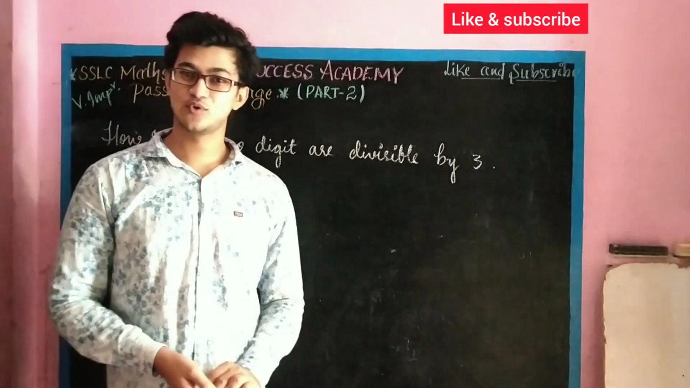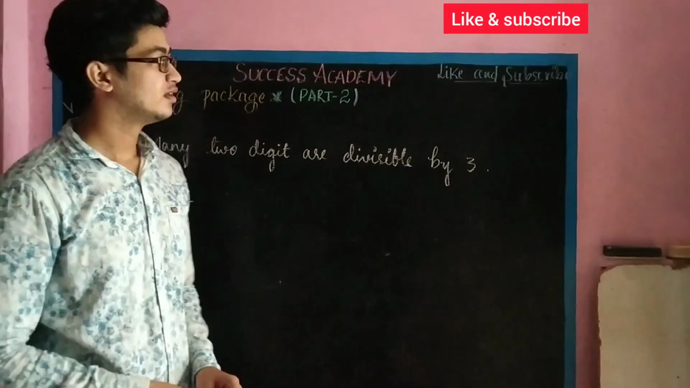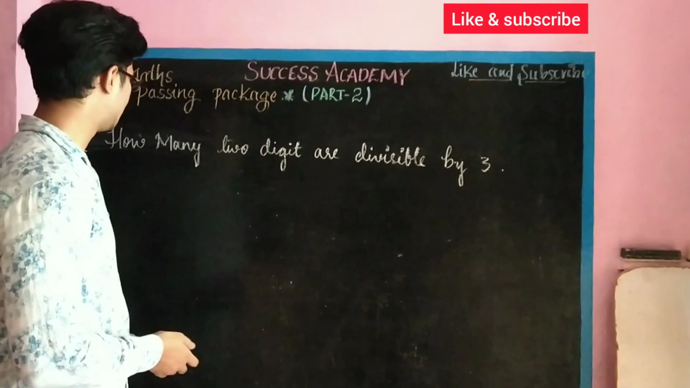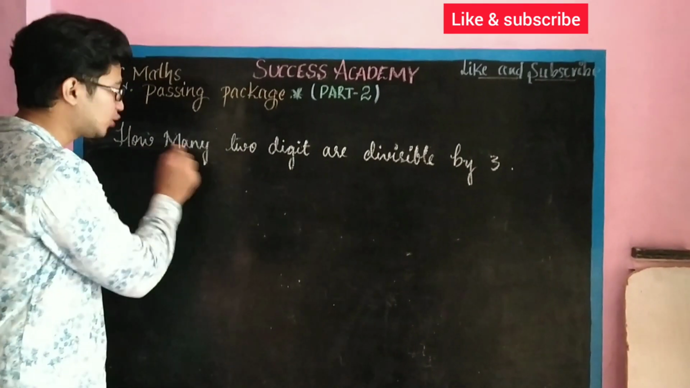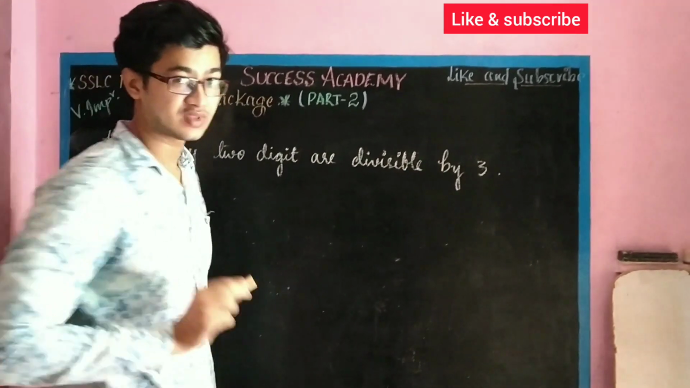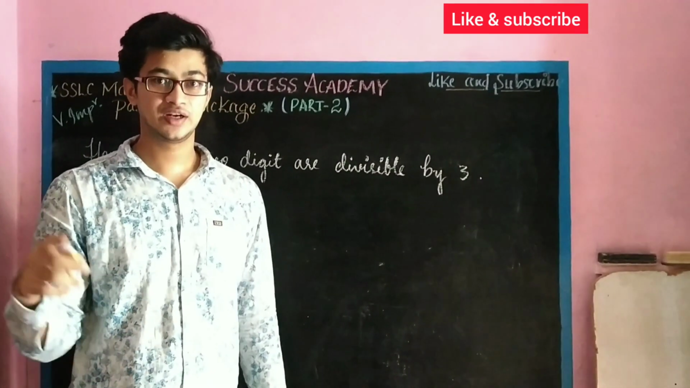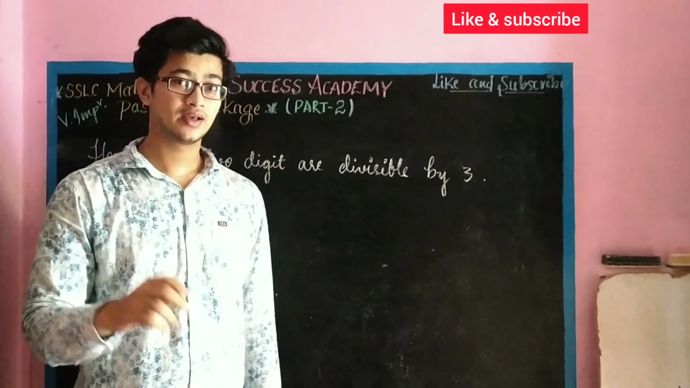Friends, now let us move on to our next problem, which is on AP. This question is asked in many model papers for 2 marks, friends. Now, how to solve this? How many 2-digit numbers are divisible by 3? First, 2-digit numbers start with 10, 11, 12, 13, 14 and end at 99, friends.